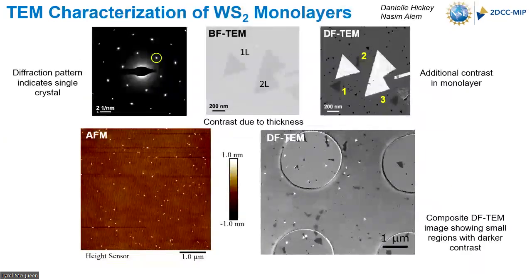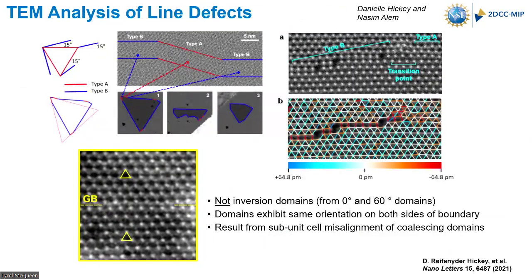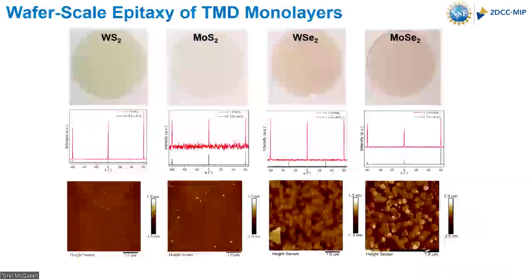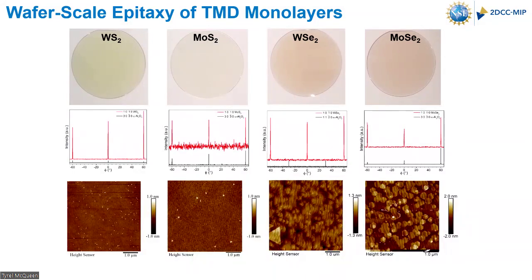So these are features that pop up in the dark field image. You can see these regions that have a darker contrast here. Some of those are inversion domains. Some of them are actually translational line defects, so they're domains that have the same orientation, but they're offset by maybe a subunit cell difference. So the lattices don't perfectly match. So there are still some low angle grain boundaries in these films. But nevertheless, we can make a whole suite of different TMD monolayers using this technique and using the core principles of epitaxy that we've used for other III-Vs as well.